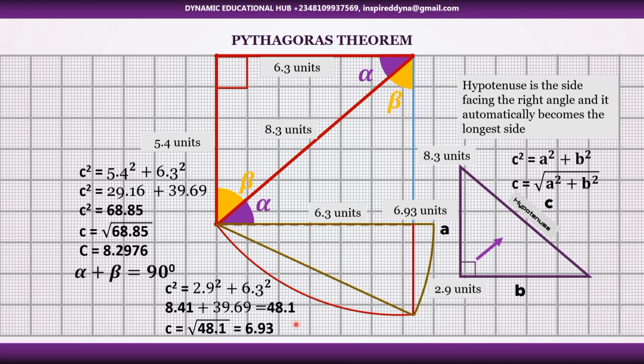From our measurement, we measure 7, and here we have 6.93, which is approximately 7. We have a bit of error here, which is understandable. So we have verified Pythagoras Theorem. Wow, this is verification of Pythagoras Theorem.